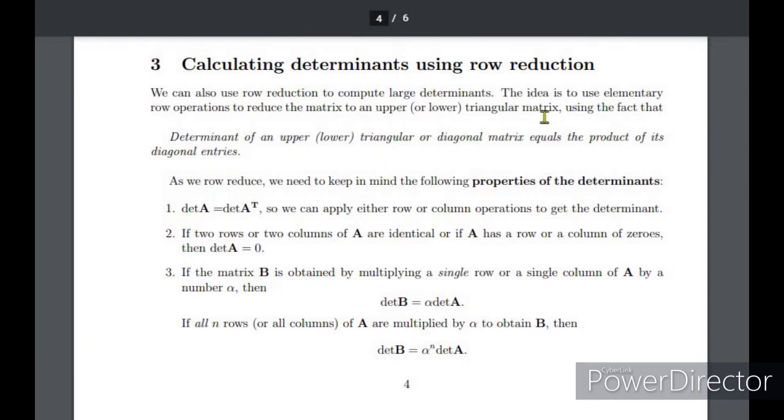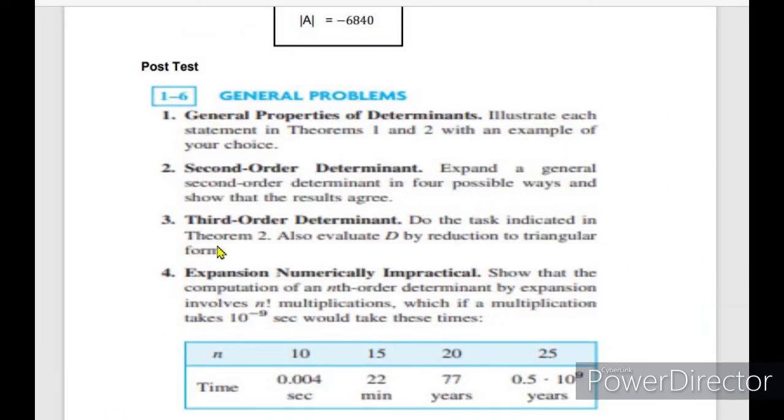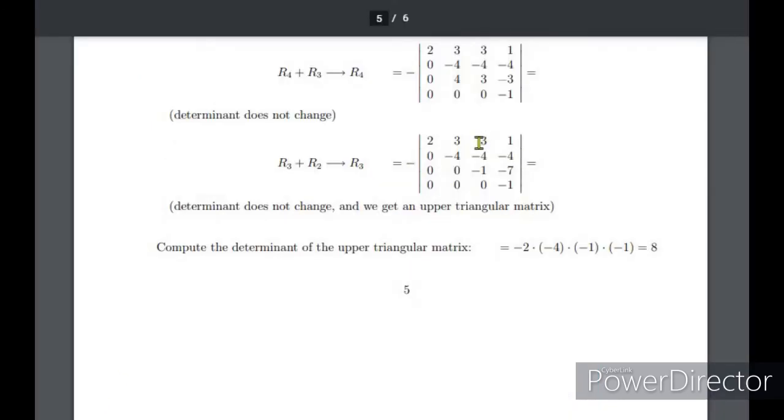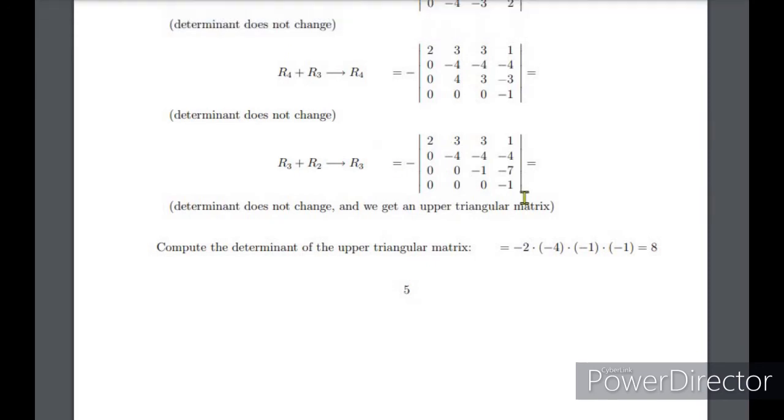Calculating the determinants using row reduction. So that is for a third order determinant. You will make your own matrix of a third order determinant, meaning a 3 by 3 matrix. It is the same as number 2, where you make your own 2 by 2 matrix. But here in number 3, you will also evaluate the determinant by reduction to triangular form. You will reduce the matrix that you have chosen to a triangular form, and you will apply this formula.